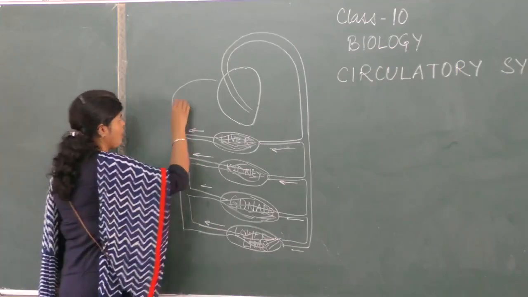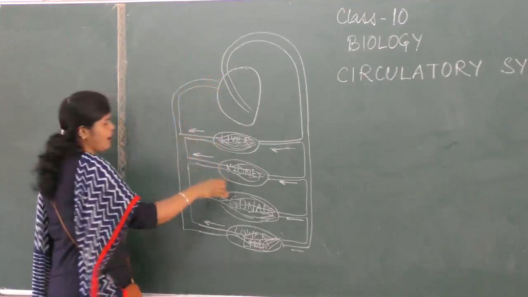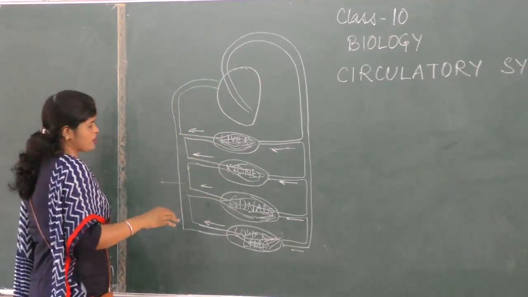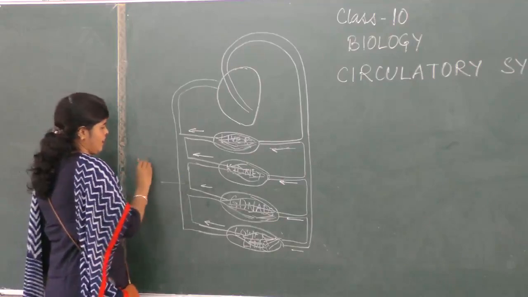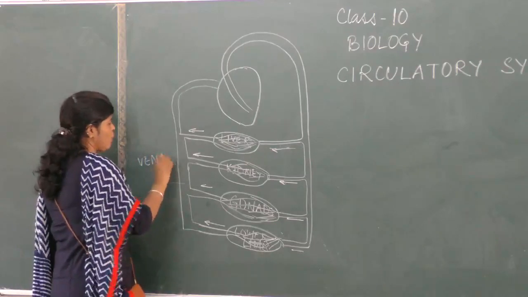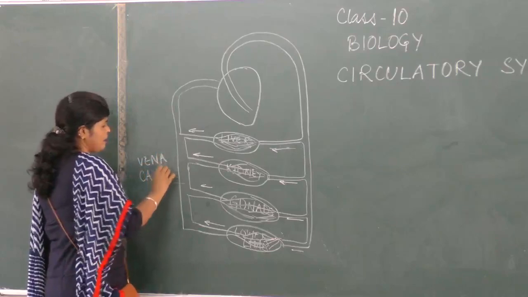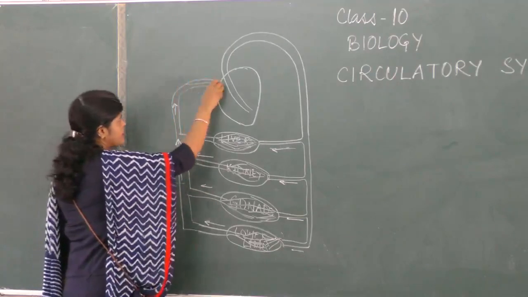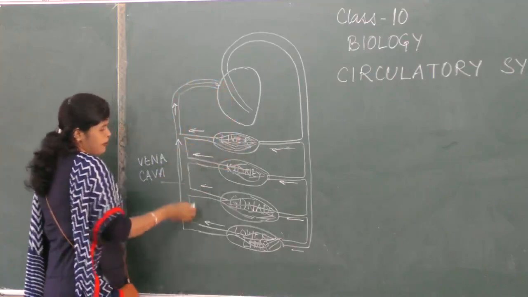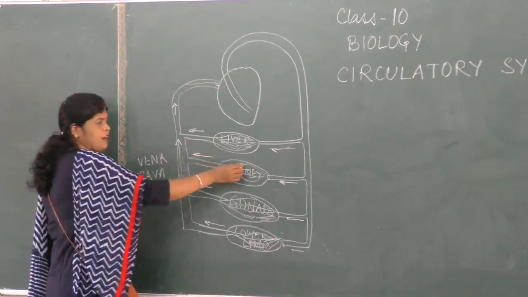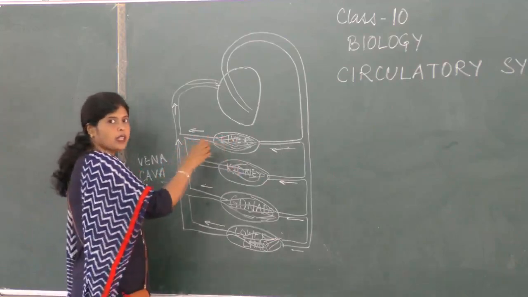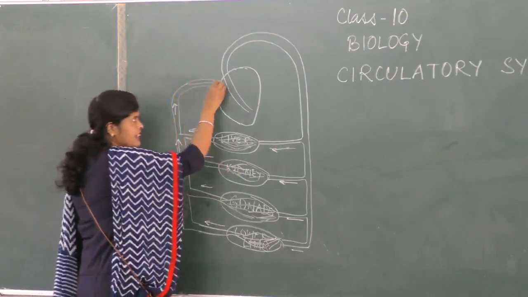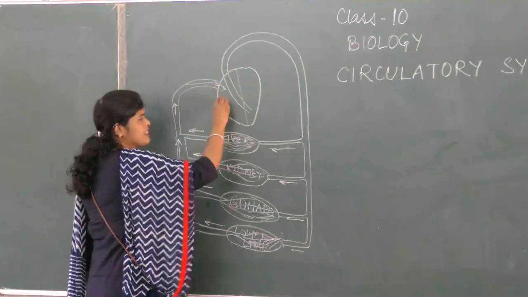Since I am showing the organs present below the heart, this is the posterior vena cava, or we can also say the inferior vena cava. This is the vena cava. So what is the thing here? The blood is poured into vena cava and finally blood enters into the heart. That means vena cava is collecting blood from several organs and pouring it into the heart, and then the circulation starts.